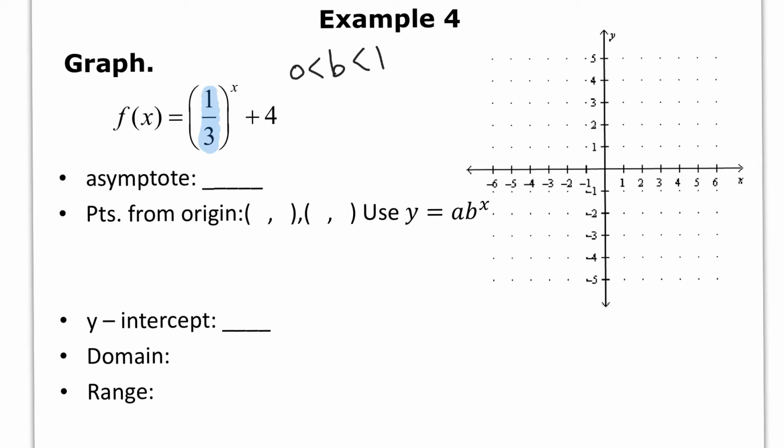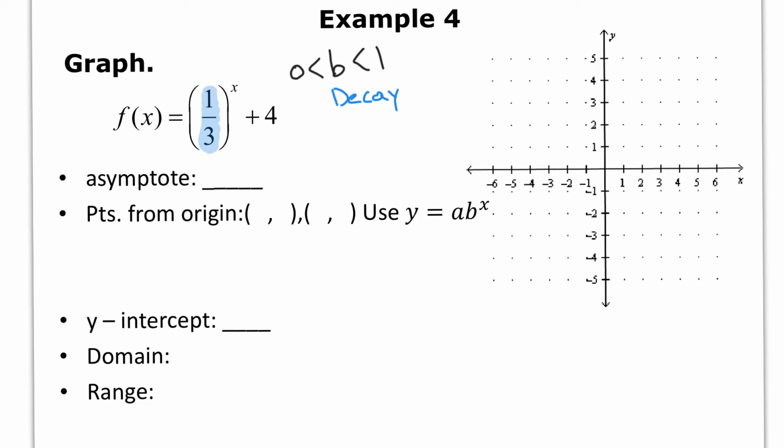What does it mean when the base is less than 1? It means that it's exponential decay. So my graph needs to decrease from up here. It's going to go down to the right. You always read the graph from left to right. So my exponential decay is going to decrease.